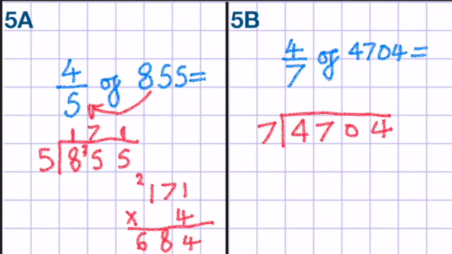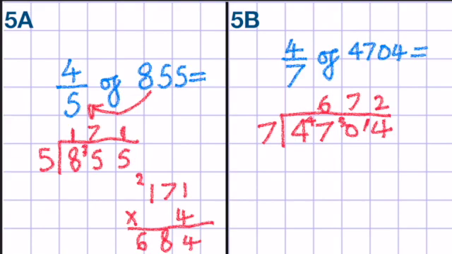divided by 7. 7 goes into 4 0 times. Carry the 4. 7 goes into 47 6 times because 6 times 7 is 42. But 47 take away 42 is 5. Okay? 47 take away 42. 7 take away 2 is 5. 7 goes into 50 7 times because 7 times 7 is 49 with a remainder of 1. 7 goes into 14 2 times.